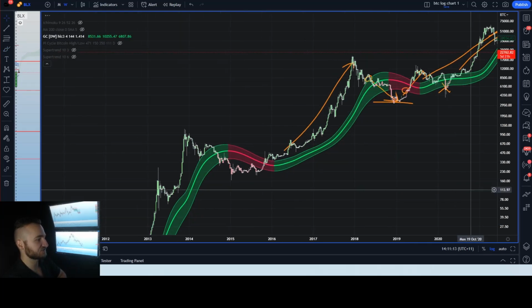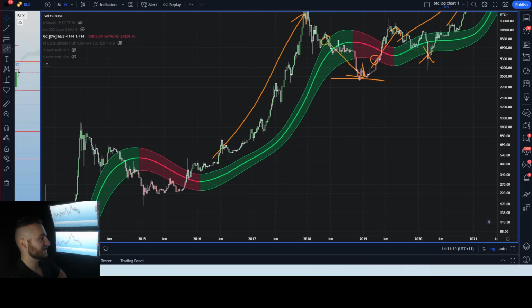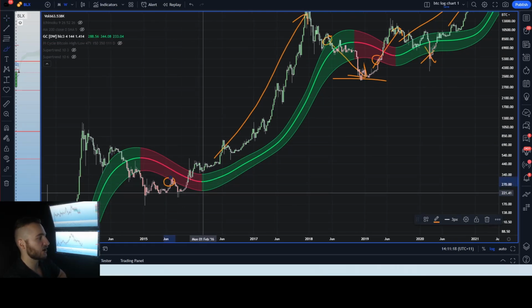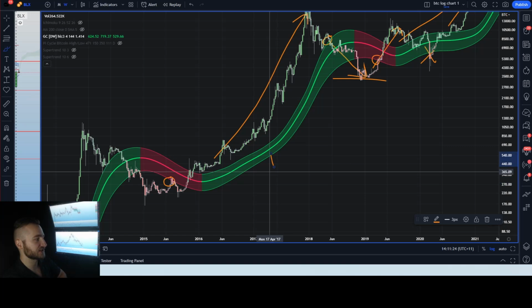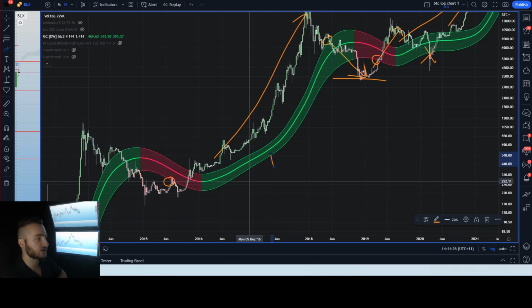We also can see instances where we actually push into and reject the Gaussian channel. We do need to close and open a candle within the Gaussian channel to confirm that break. So a candle in and an instant rejection doesn't count. We need that candle open and close in the Gaussian channel to confirm that directional move.